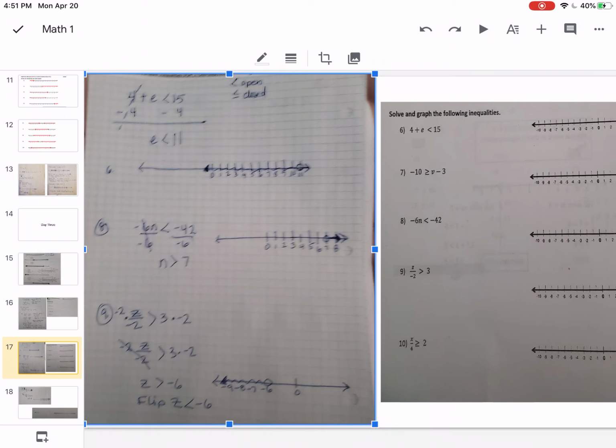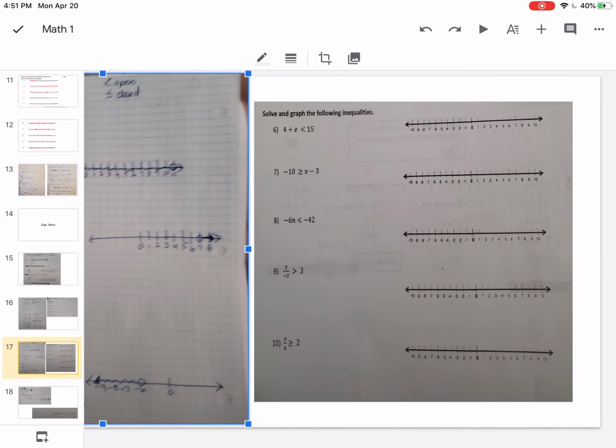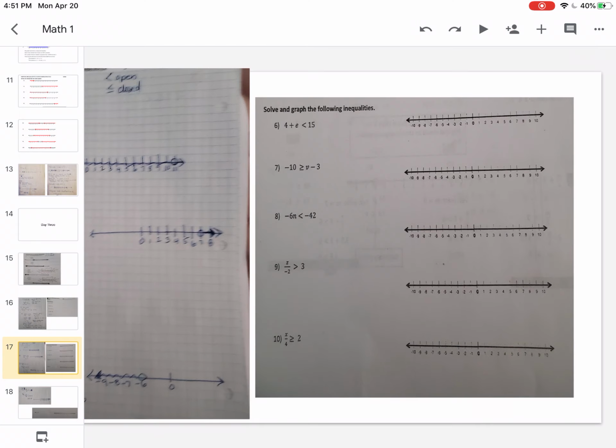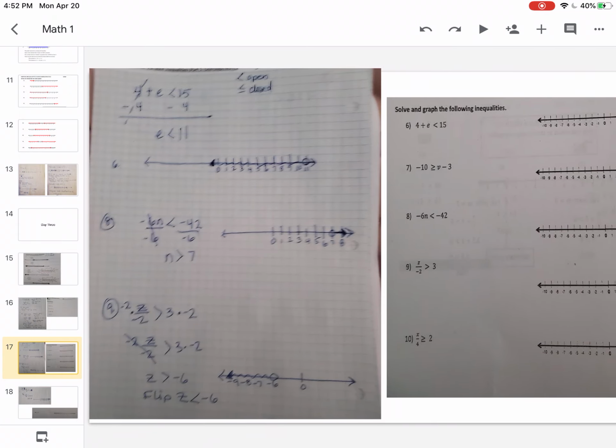Okay, now number 8. We'll go back to number 8 now. So we have negative 6n is less than minus 42. Okay, so I have the negative 6 attached to the n, so that's multiplication, so I have to divide both sides by negative 6. Cross out your negative 6. That leaves you with n. And then we have -6 goes into -42.